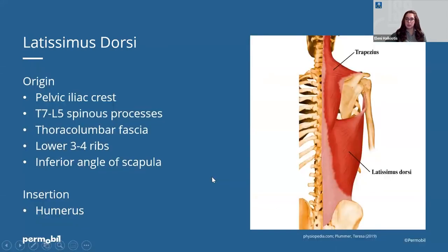So we've talked about the skeletal level. The next thing to consider is the musculature. And one muscle that I want to point out in particular is the Latissimus Dorsi. The Latissimus Dorsi is a massive muscle. It has origins spanning from the pelvis, from the pelvic iliac crest, through the lumbar and thoracic spines, L5 up to T7, through the thoracolumbar fascia. It has an origin on the lower 3 to 4 ribs, the inferior angle of the scapula. And after all these origins, it has a singular insertion on the bicipital groove of the humerus.